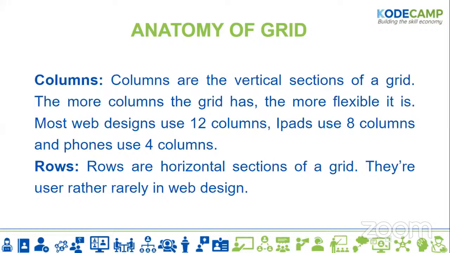So when we are designing for an iPad, we normally use 8 columns. 8 columns, that is what we use. And for the phone, we use 4 columns. Then what are rows? Rows are horizontal sections of a grid. They are used rather rarely in web design.